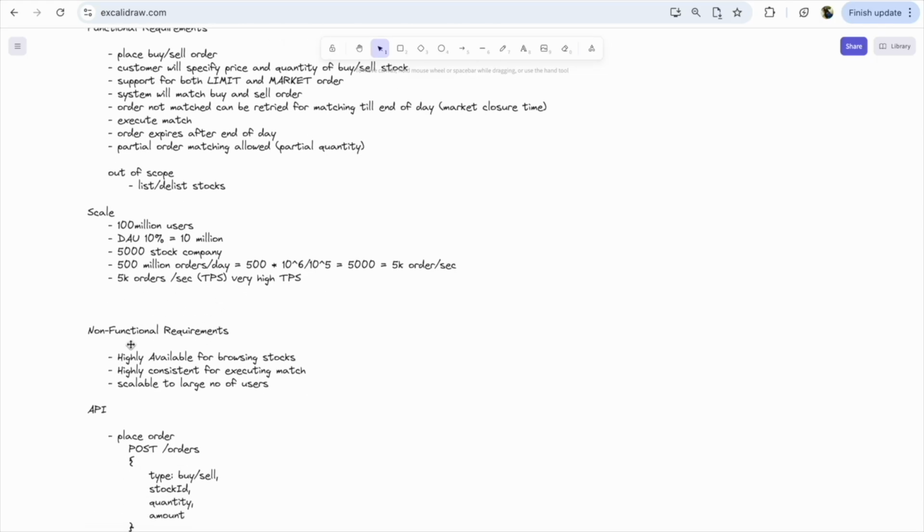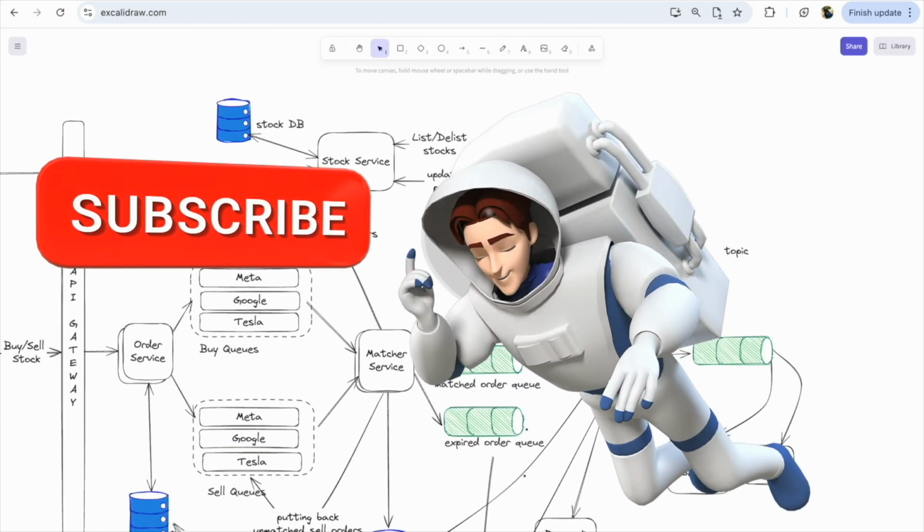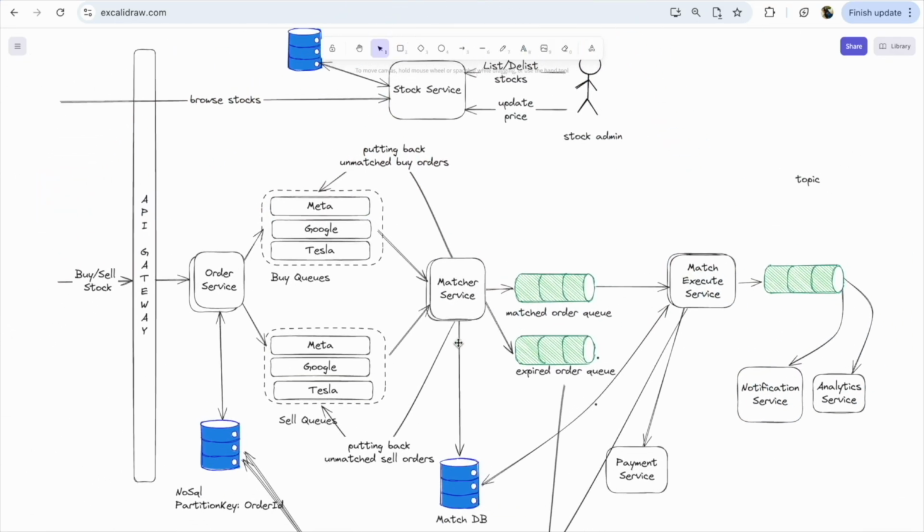Now in the non-functional requirements: highly available for browsing stocks, highly consistent for executing matches, and scalable to a large number of users. So most of them we have covered. We'll discuss the stock trading app in our next design discussion. So I think then a few more things will be very clear. So with that, I think we are done with our system design discussion here.